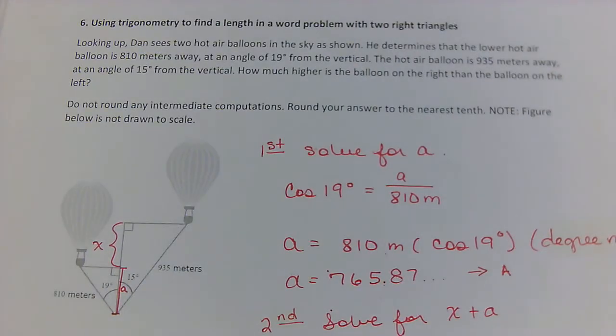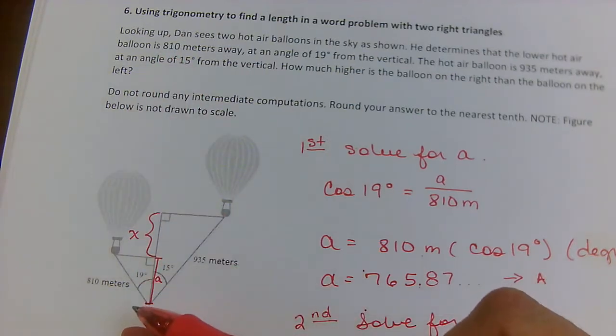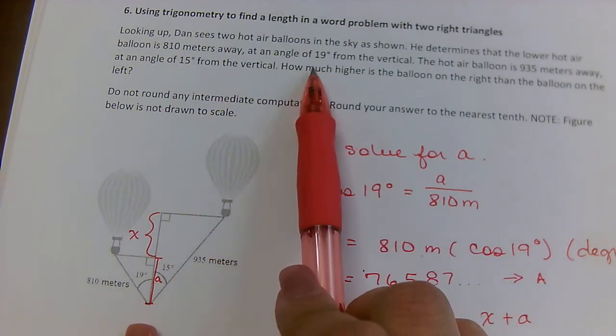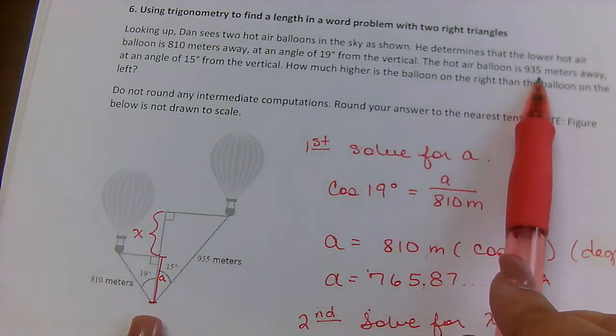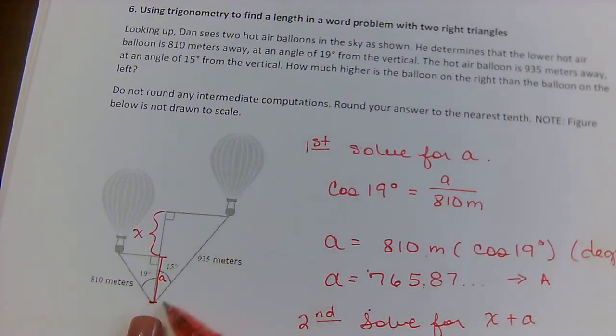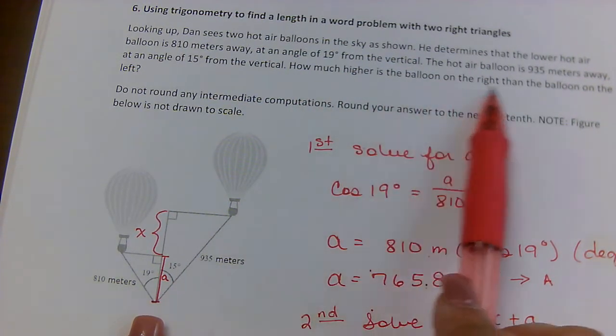Okay, number 6. It says, looking up, Dan sees 2 hot air balloons in the sky as shown. He determines that the lower hot air balloon is 810 meters away at an angle of 19 degrees from the vertical. So here is 19 degrees, and the hot air balloon is 810 meters. The other hot air balloon is 935, that's this one, away at an angle of 15. So there's my 15 right here. How much higher is the balloon on the right?